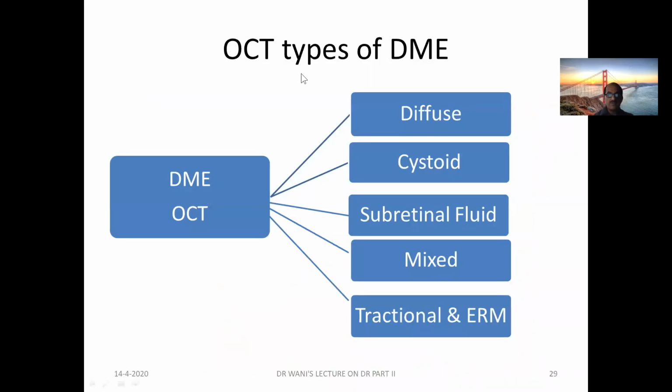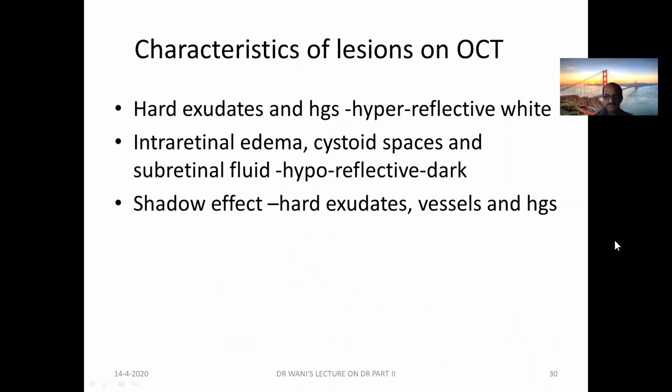Now, if you do OCT, the types of DME are classified as diffuse, cystoid, subretinal fluid, and mixed. Most of the time it is mixed. There is no one variety predominating, but usually it is mixed. And there is also another element called tractional and epiretinal membranes. The characteristic lesions are hard exudates and hemorrhages. They are actually hyperreflective, so they appear white. And intraretinal edema, cystoid spaces, and subretinal fluid are hyporeflective, so they appear dark black. And shadow effect is seen with hard exudates, vessels and hemorrhages.